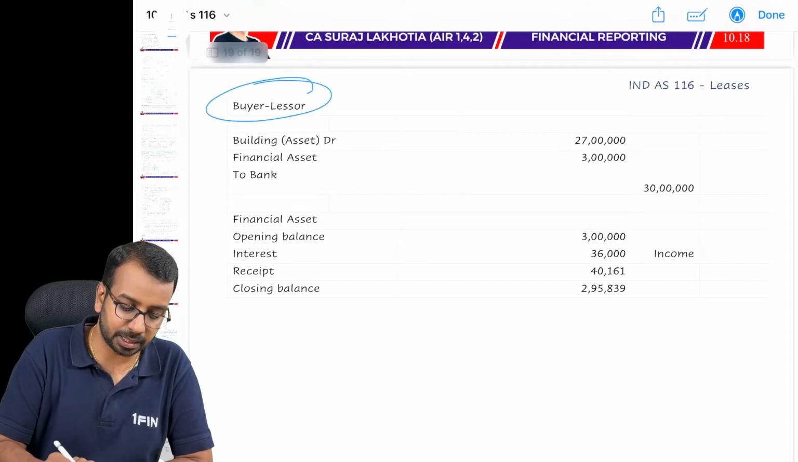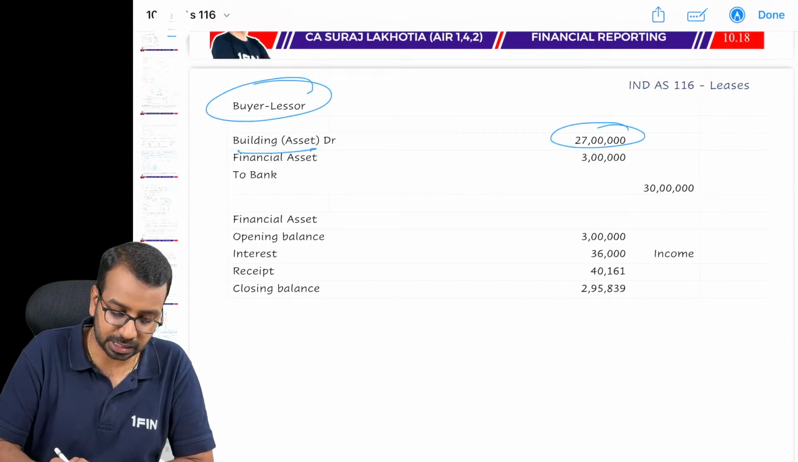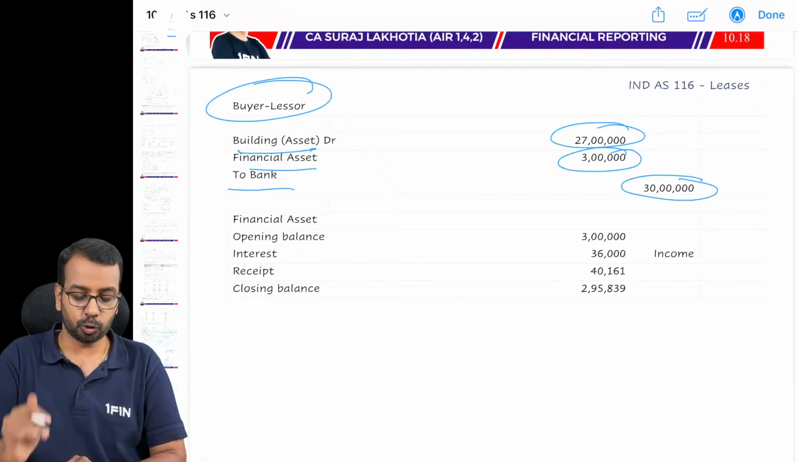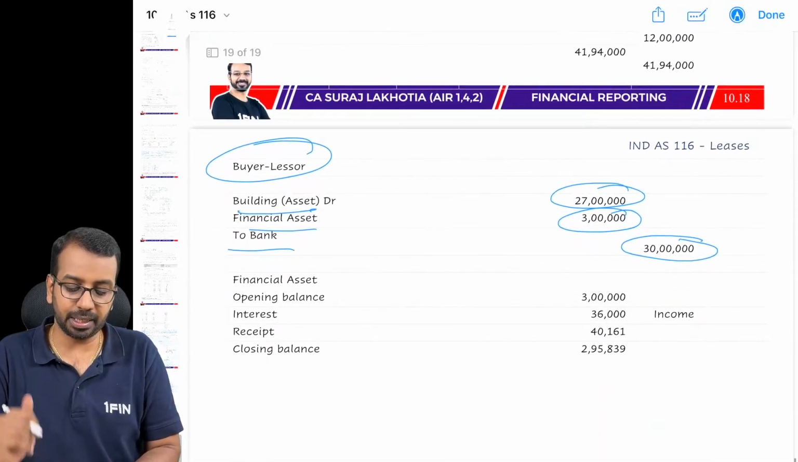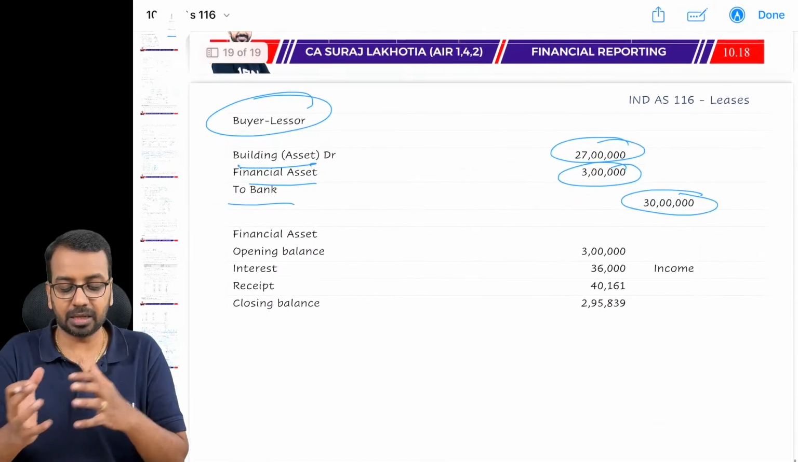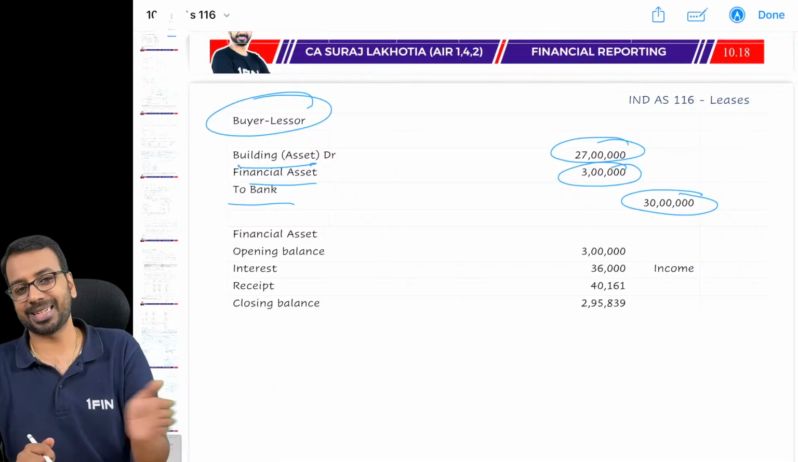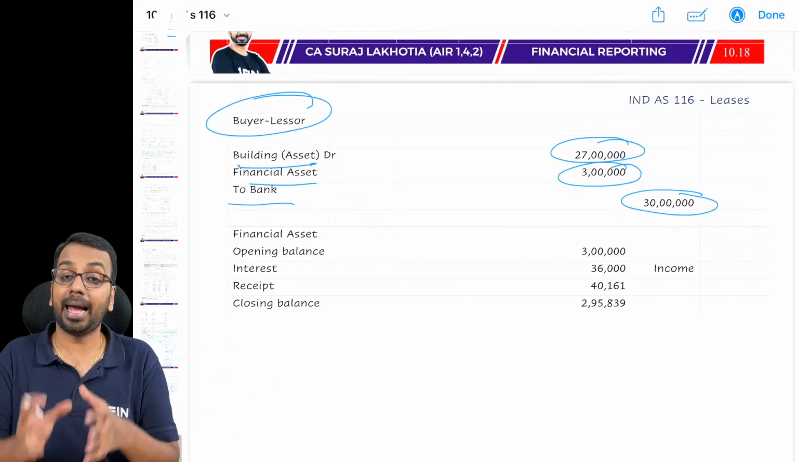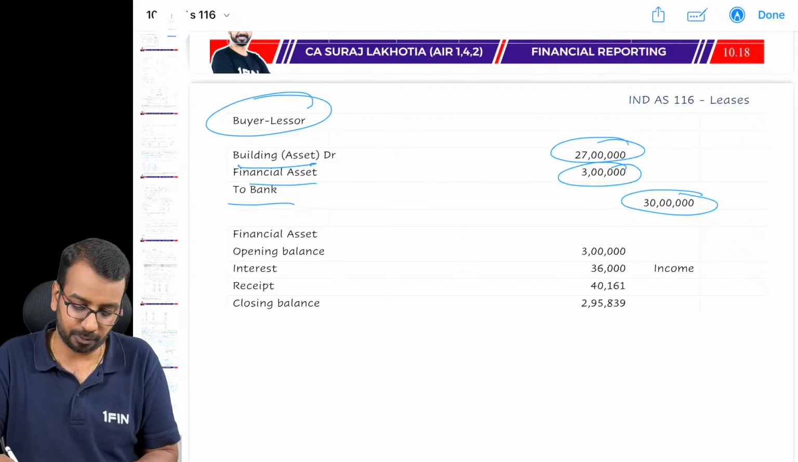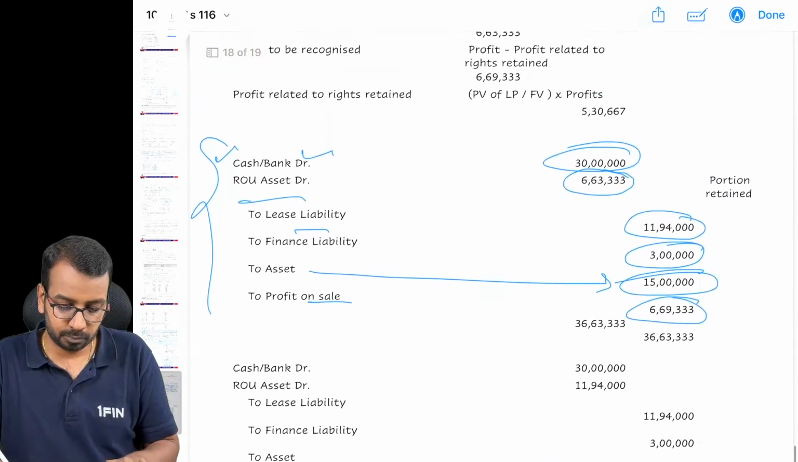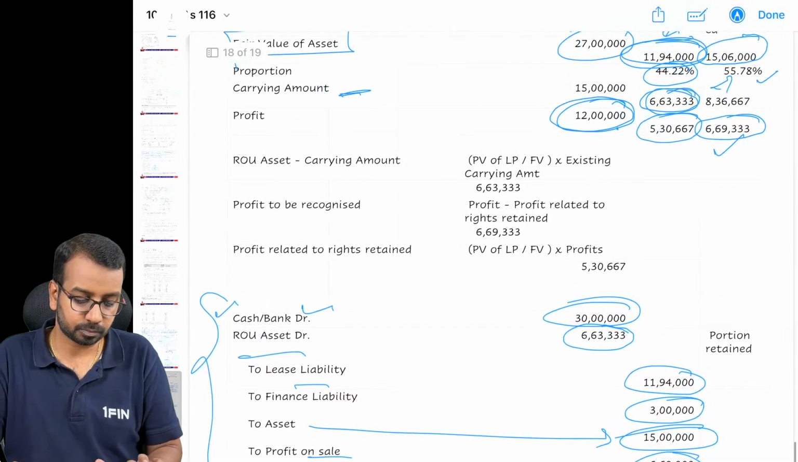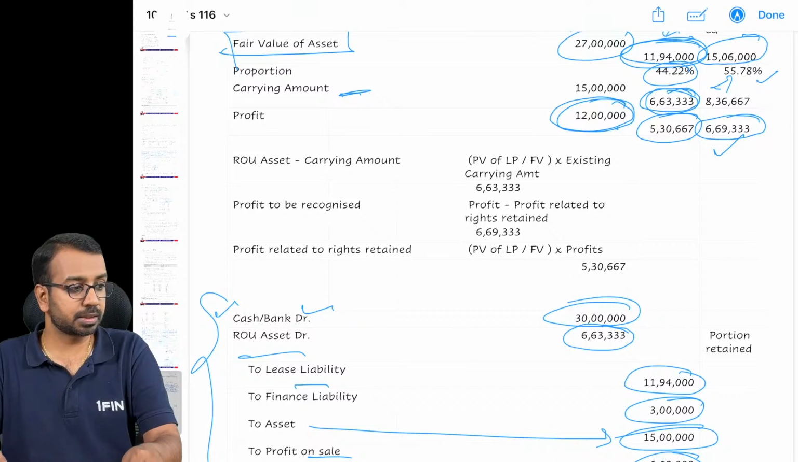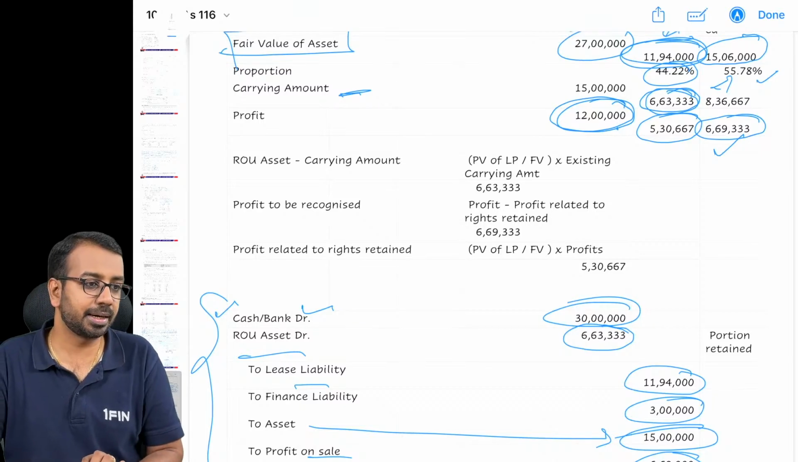As far as the lessor is concerned, they will debit the building account by 27 lakhs, financial asset 3 lakhs of loan, and bank whatever they have given, accordingly they will do. And subsequently, they will account for an operating lease transaction. As and when they receive the lease rental on a SLM basis, they will recognize it, and for the loan, they will recognize the income. Okay, so this covers the leases related part.